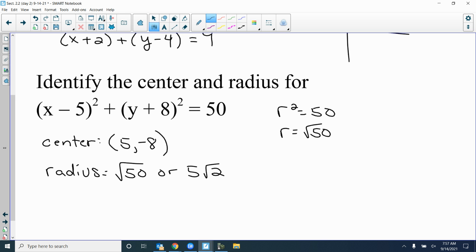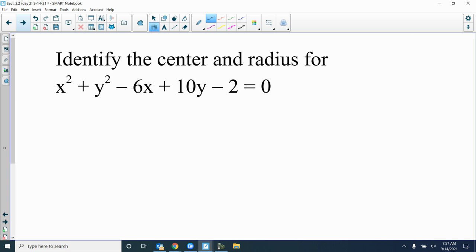So there's your center, there's your radius. So they give you that. All you got to do is say 5, negative 8, radius is square root of 50. All right. Now, sorry, not always that easy.